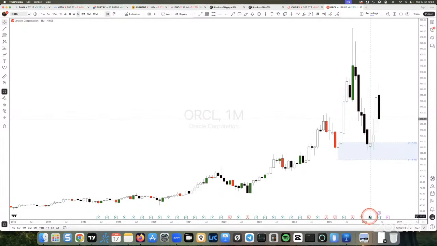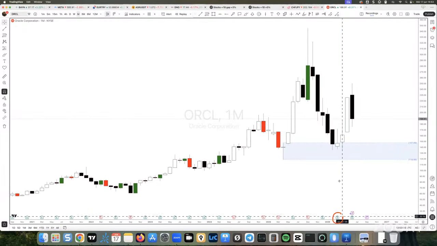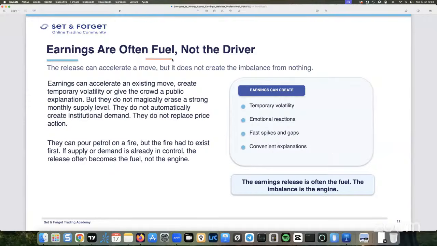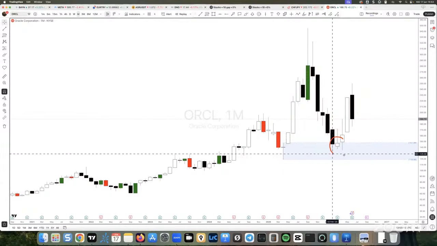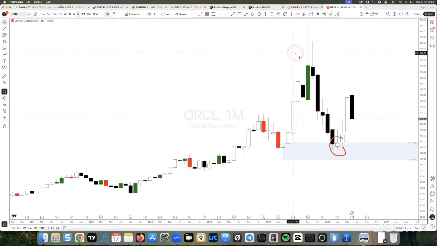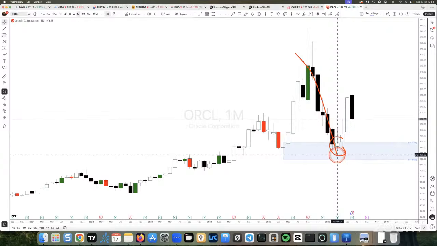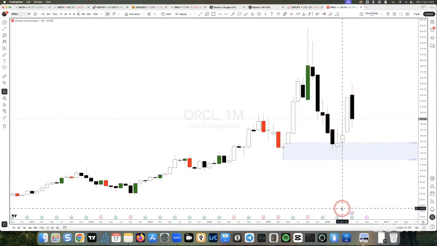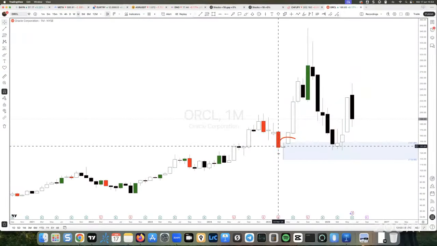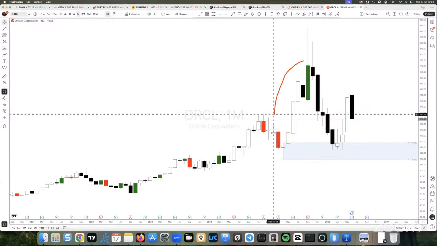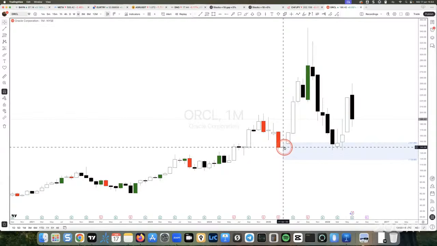I don't care about news, but if it happens that we get positive news at a demand level and we get both the fuel and the driver together in a trend with a very strong imbalance, the right location, right context, after a very strong sell-off, it's like trading 101. This is a great trade, supported by a very basic fundamental analysis because we have the fuel and the driver together. So they can pour petrol on fire, but the fire had to exist. The fire already exists in the shape of a huge demand level on Oracle.